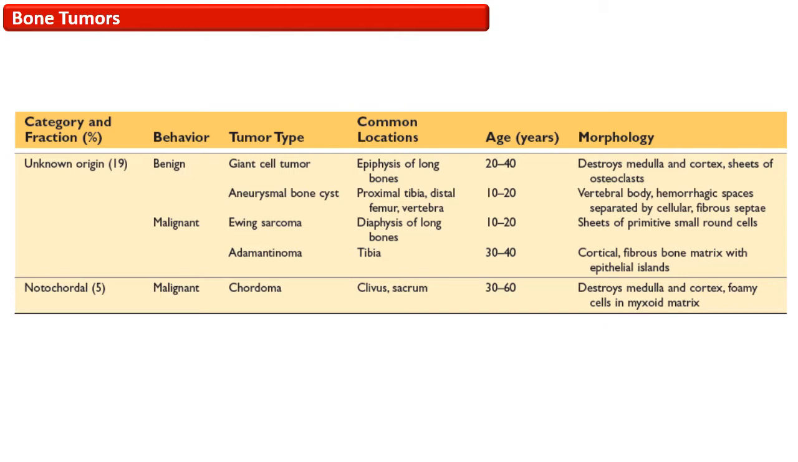There is another category of bone tumors, that is the notochordal tumor, which accounts for about 5% of the tumors of the bone. This is a malignant tumor, and the common tumor type is chordoma. The common locations for this chordoma are the clivus and sacrum. It affects people between the age of 30 to 60 years.